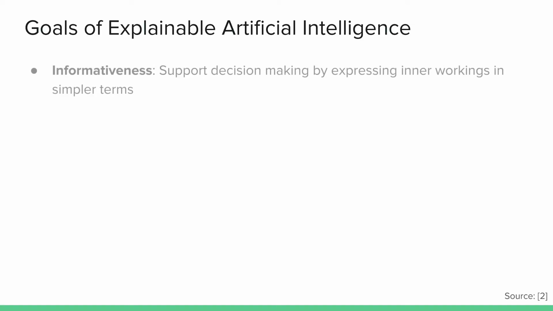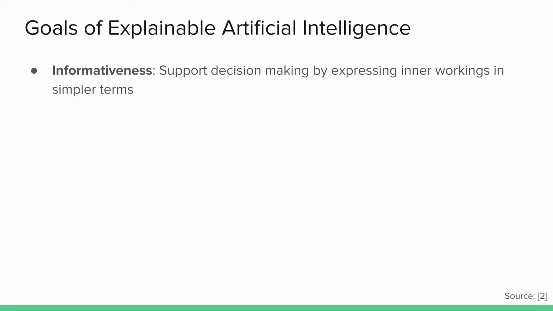Coming from this very nice clip of Big Hero 6, what are the goals that we want to achieve with explainable artificial intelligence? So we would like to be informed. That helps us to make some decisions based on the inner workings and some simpler terms to understand what's going on here.